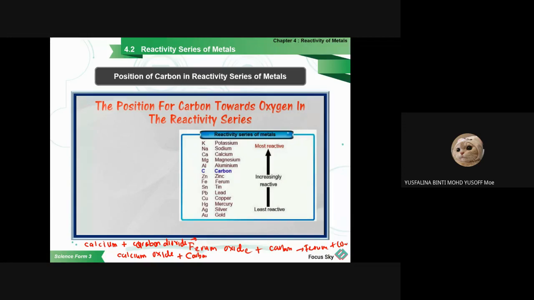But for zinc, ferrum, tin, lead, copper, mercury, silver and gold, let's say I have ferrum oxide. I'll just give you the example below. So ferrum oxide plus carbon. Since carbon is more reactive than ferrum, the carbon will take the oxygen from the ferrum oxide, so it produces ferrum plus carbon dioxide.